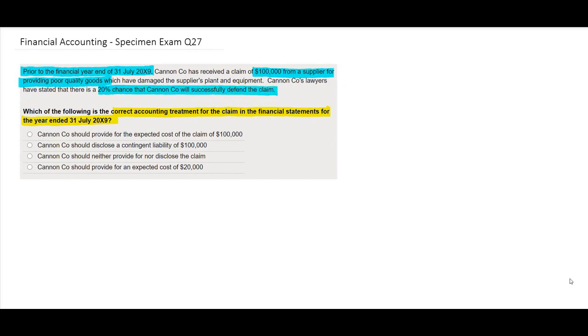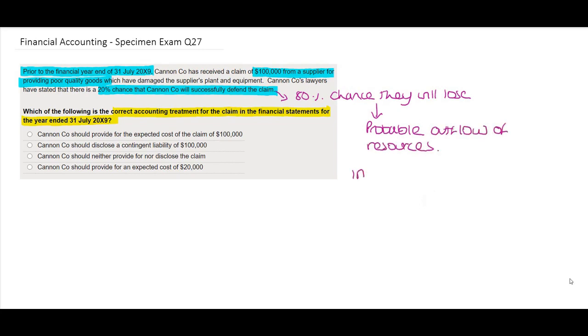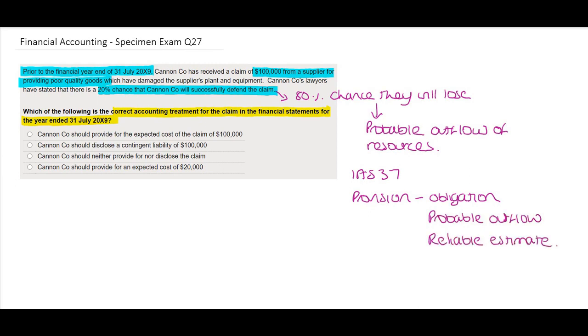What this means is actually there's an 80% chance that they will lose, making it probable that there will be an outflow of resources. IAS 37, which looks at provisions, contingent liabilities and assets, tells us that there should be a provision if there is an obligation due to a past event, if there is a probable outflow of resources, and a reliable estimate. Looking at the information provided, we can see that the claim was before the year end, and the $100,000 is probable.